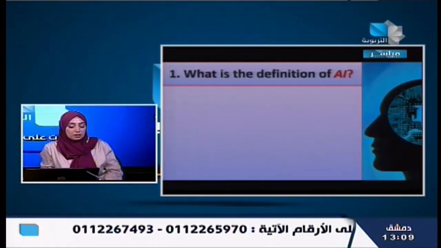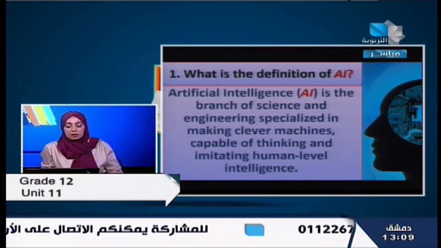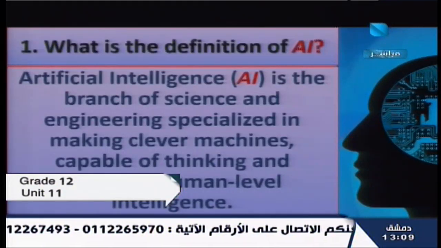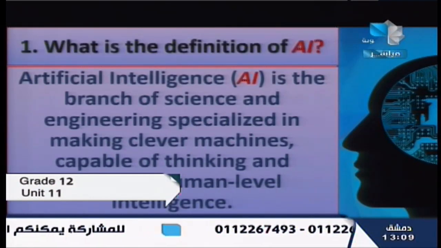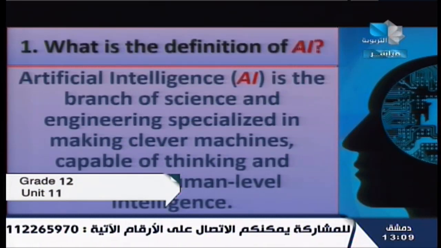What is artificial intelligence? Actually, artificial intelligence or AI is the branch of science. It's a field of science and engineering specialized in making clever machines capable of thinking and imitating human level intelligence. So it means to make clever machines. These machines are able to behave as humans. This is the main idea of the meaning of artificial intelligence. Thank you very much.